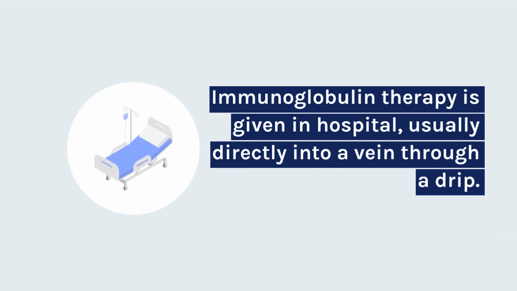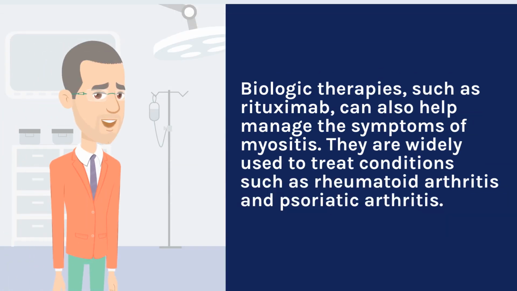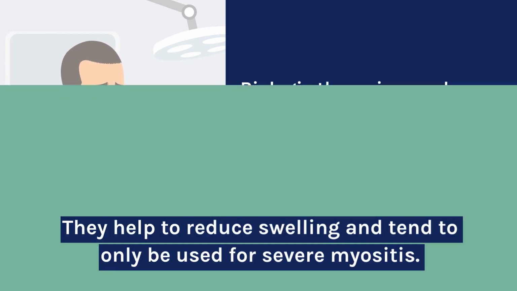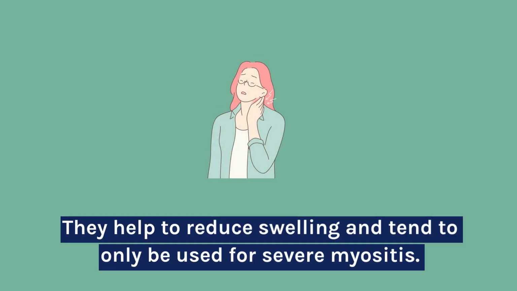Immunoglobulin therapy is given in hospital, usually directly into a vein through a drip. Biologic therapies, such as rituximab, can also help manage the symptoms of myositis. They are widely used to treat conditions such as rheumatoid arthritis and psoriatic arthritis. They help to reduce swelling and tend to only be used for severe myositis.